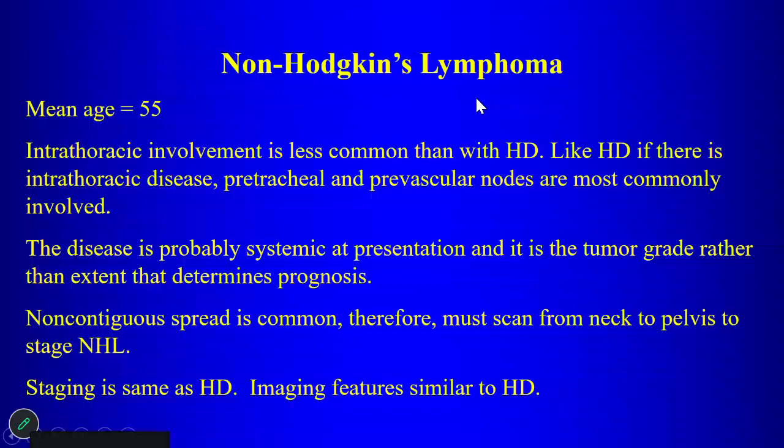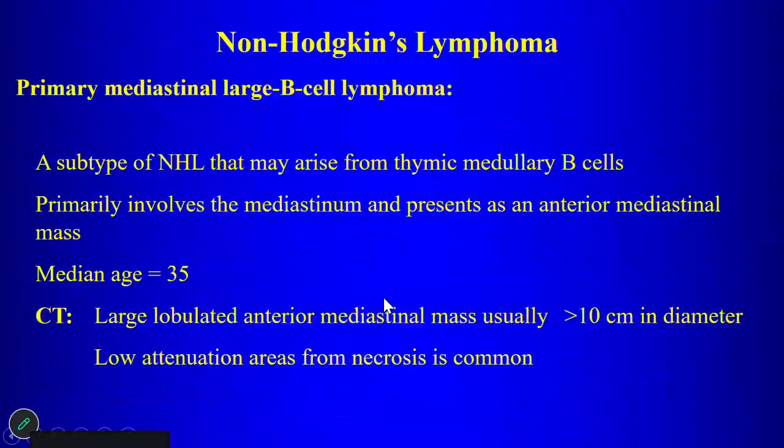Okay. So speaking of non-Hodgkin's, this can also involve the mediastinum. Disease is probably systemic at presentation. Non-contiguous spread is common with non-Hodgkin's lymphoma, so you can have skip areas where you have lymphadenopathy in the chest, and then you might not see lymphadenopathy until you go way further down in the abdomen. The staging is the same as Hodgkin's, with similar imaging features. There is a variant called primary mediastinal large B-cell lymphoma of non-Hodgkin's that is associated with these bulky anterior mediastinal masses.